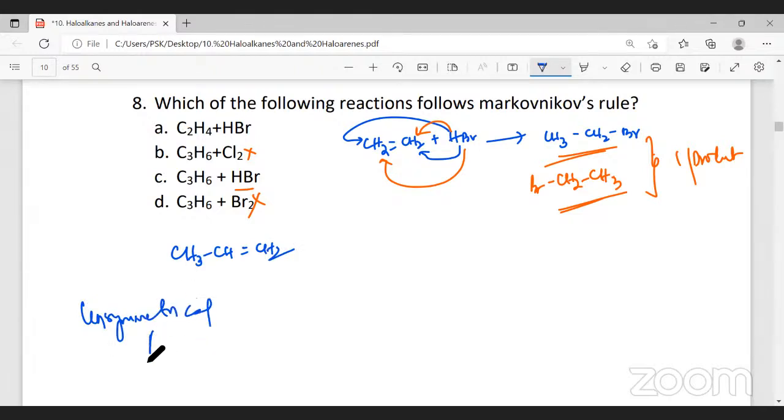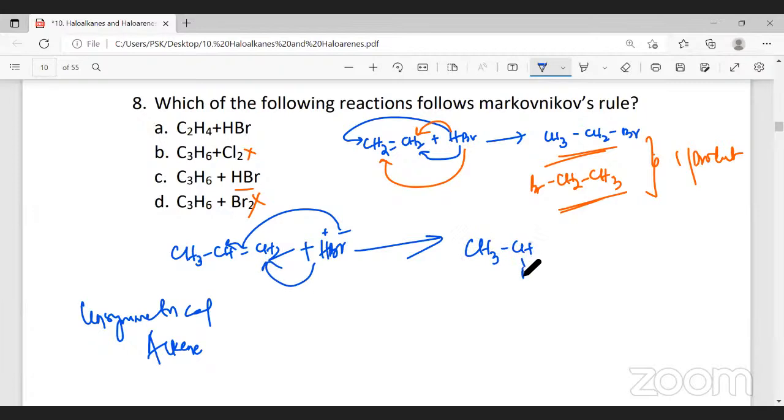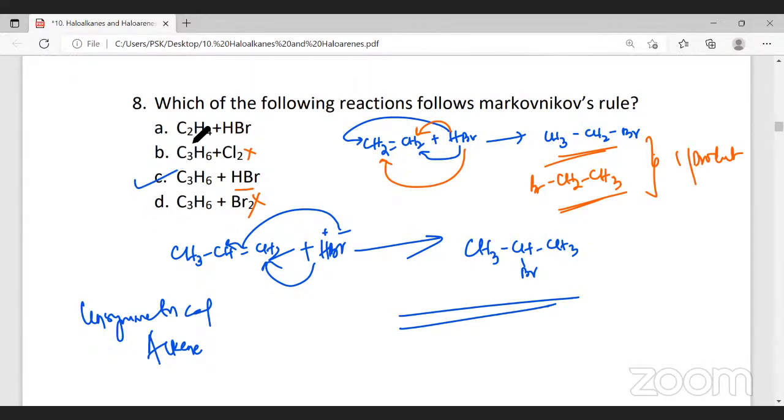What do you mean by an unsymmetrical alkene? This alkene cannot be divided into two equal halves. To this unsymmetrical alkene, if hydrogen bromide is added, the negative part of the added molecule gets bonded to the carbon containing fewer hydrogens. Therefore, you get CH3, CHBr, single bond CH3. So this is the molecule which will follow Markovnikov's rule. The symmetric one will not. So only unsymmetrical alkenes follow Markovnikov's rule. Hence, the answer for this question is option C. All right, good. The next question.